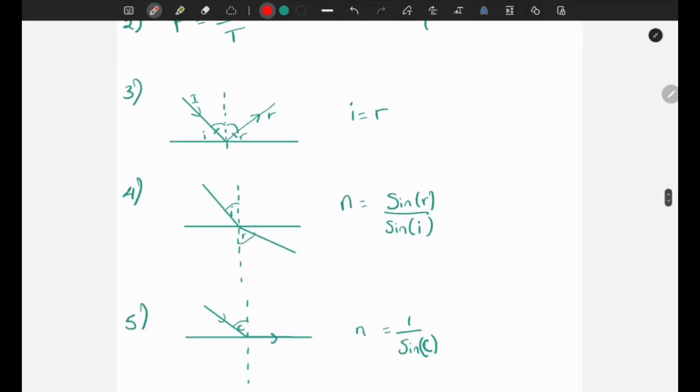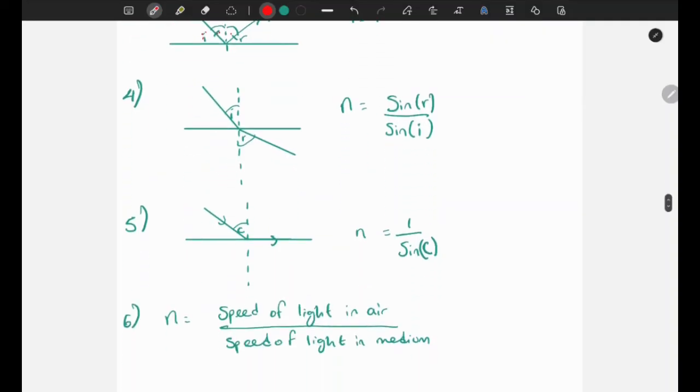Next one, this is a reflected wave. For a reflected wave, angle of incidence is equal to angle of reflection. So these two angles are equal. You just have to know that. And this is refraction. For a refracted wave, there is what is called the refractive index. Refractive index is sine r over sine i. That's the formula for refractive index. Now you have to know this formula by heart because it has been coming up a lot in recent papers.